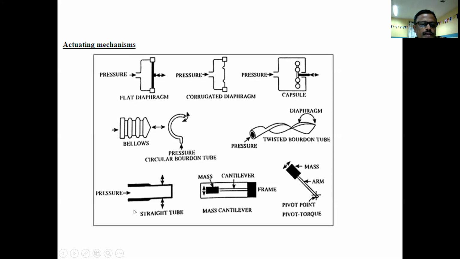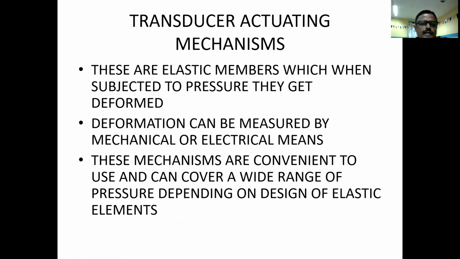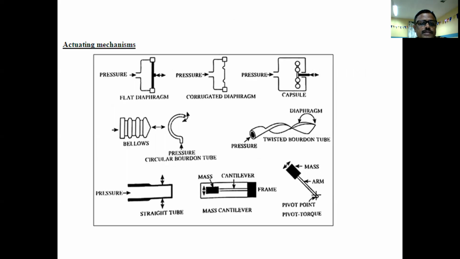Then there is a straight tube, pressure converted to displacement, mass cantilever, and there are some pivot points for the torque. So all these are shown to understand the actuating mechanisms. What are these actuating mechanisms? As we have said, they directly convert pressure into displacement. These are nothing but the elastic members. These are all the elastic members converting pressure into displacement.